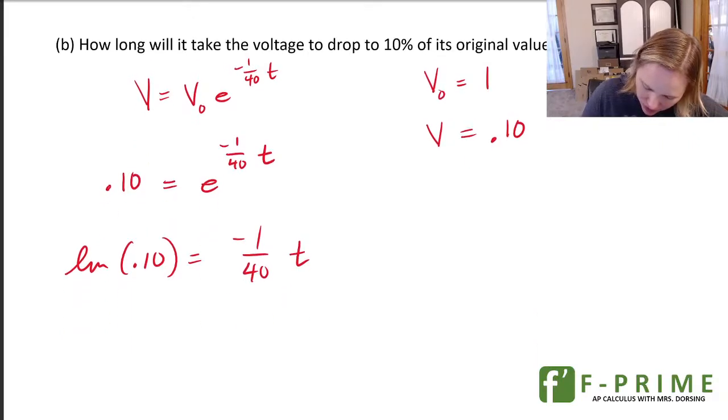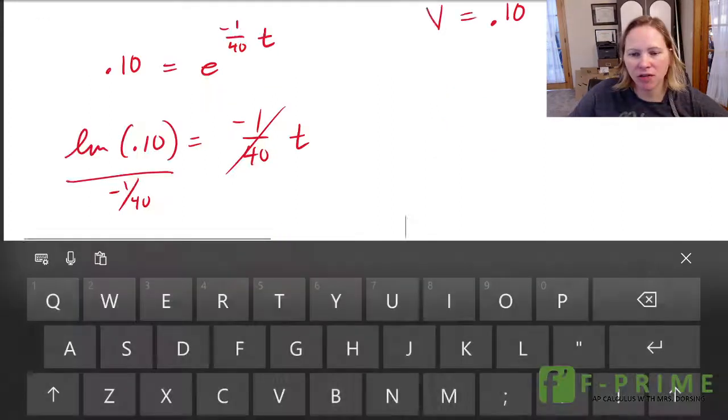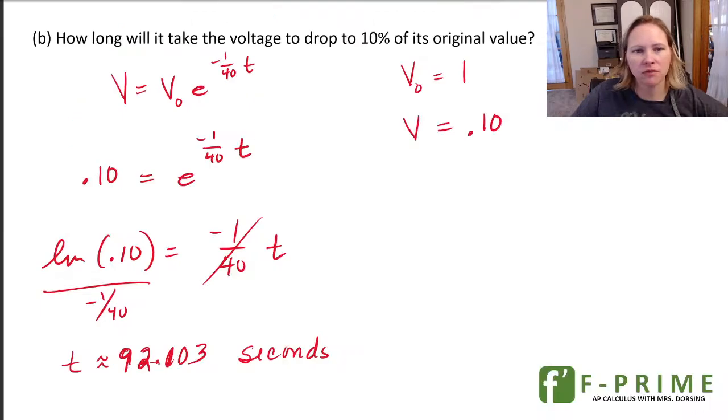Divide by negative 1 over 40. And when I punch it into my calculator, that's my precise time. So I get about 92.103, or about a minute and a half, right? So t is measured in seconds as stated above. Be careful when you plug things into your calculator, by the way. Make sure you put parentheses around everything and anything so that your answers will match the correct answers.